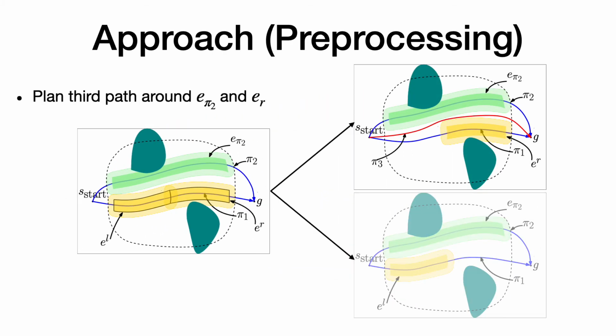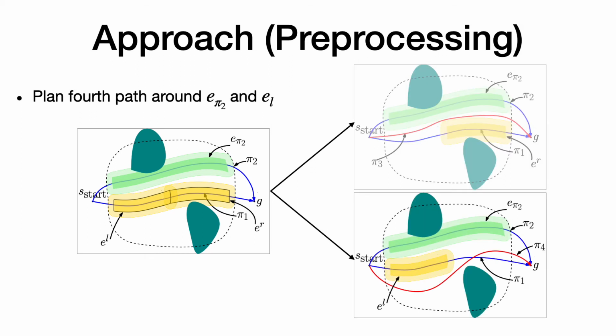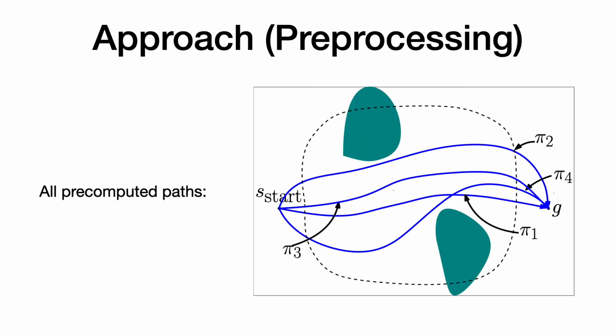It finds the third path pi 3 around E pi 2 and ER, finds the fourth path pi 4 around E pi 2 and EL. APP now has sufficient paths to handle any configuration of O1 and O2.